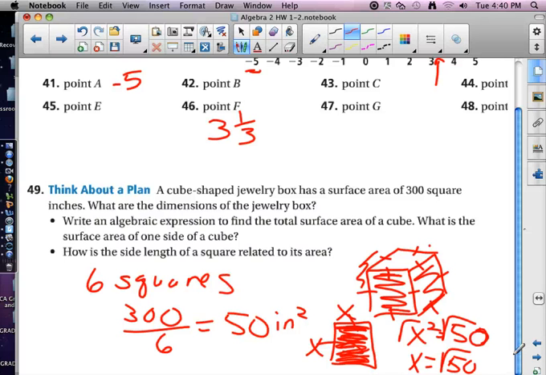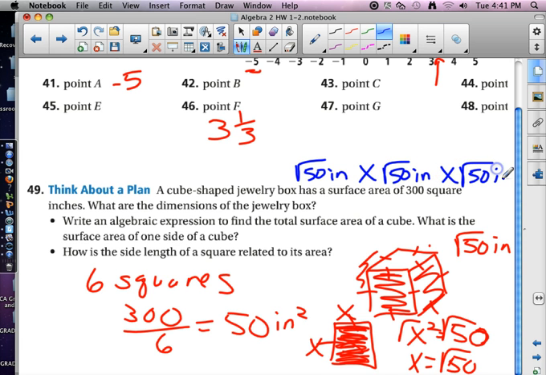And there isn't a more perfect answer, a more exact answer than just stopping and saying, you know what? It's the square root of 50 inches. That's exactly what it is. If we use a calculator, we're going to be rounding, and we won't have an exact answer. So all the dimensions are going to be the square root of 50. So that means this is the square root of 50 inches by the square root of 50 inches by the square root of 50 inches. And that would be the cube, the dimensions of the cube, that would give you a surface area of 300 square inches for that one.